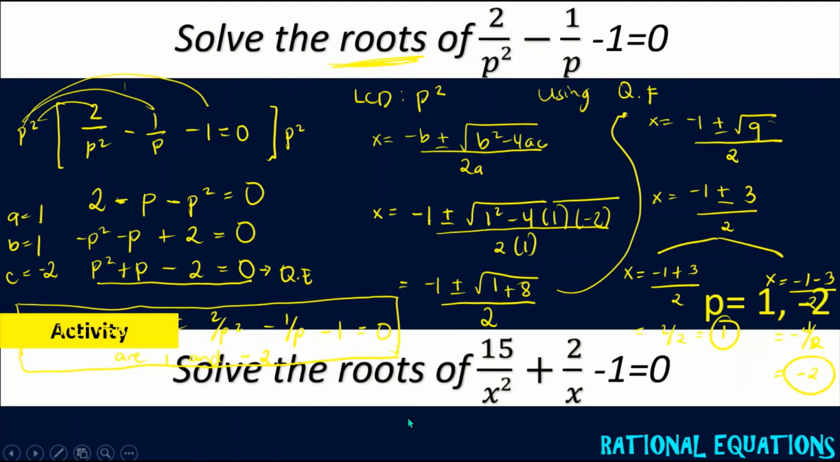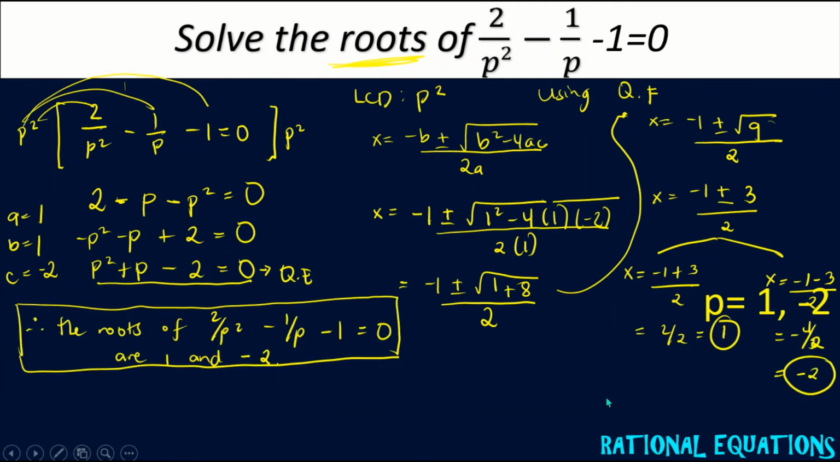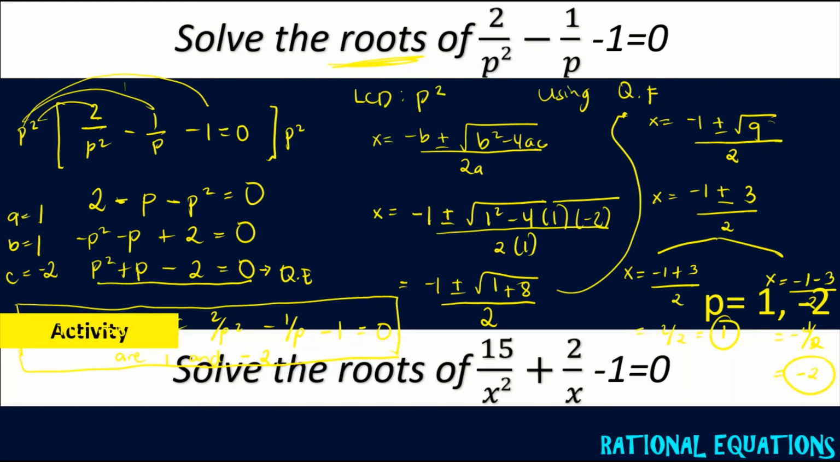Activity number 2. Solve the roots of 15 over x squared plus 2 over x minus 1 equals 0. Again, any method will do to solve for the roots of the given quadratic equation as well as the rational equations. Solve this activity for 3 minutes.